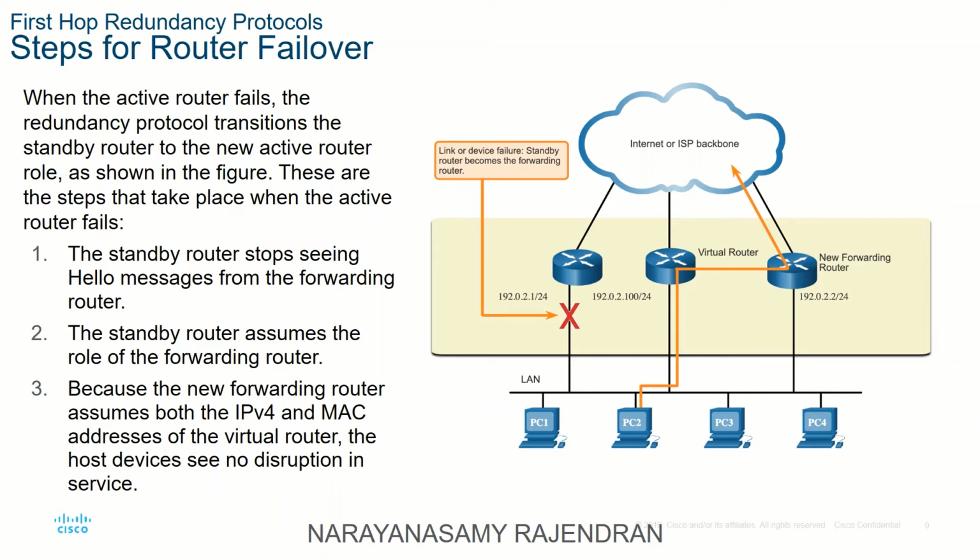See, the standby router and forwarding router communicate through the hello message. The forwarding router will send the hello message to the standby router. Once the standby router receives the hello messages from the forwarding router, the standby router understands that the forwarding router is working fine. If the standby router stops receiving the hello messages from the forwarding router, then it understands that the forwarding router fails, it's not working. So immediately, within a short period of time, the standby router transitions into a new forwarding router.